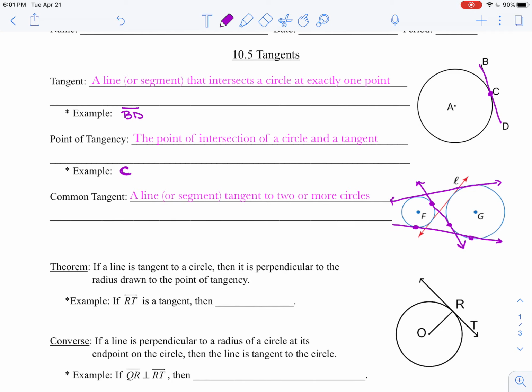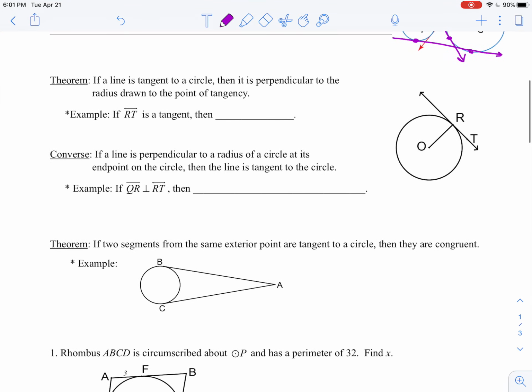There are a couple of theorems that go along with tangents. The first one says that if a tangent intersects a radius or diameter of a circle, it's perpendicular to that radius or diameter. So when you take a look at this third picture, here's tangent RT. It intersects the radius of circle O, which is OR. So where the radius and the tangent meet up is perpendicular, creates a right angle. So if line RT is tangent to the circle, then the radius OR is perpendicular to that tangent, line RT.